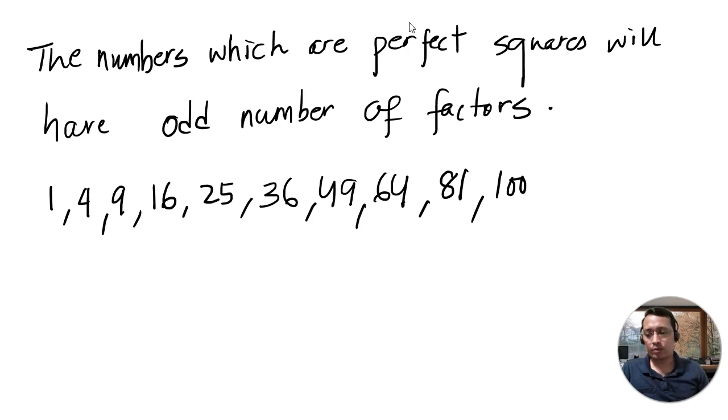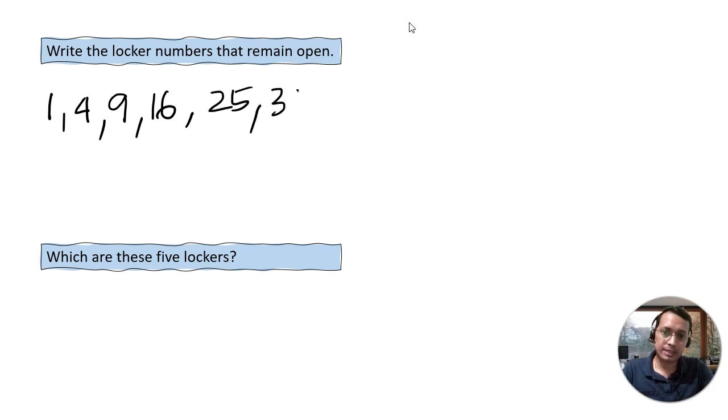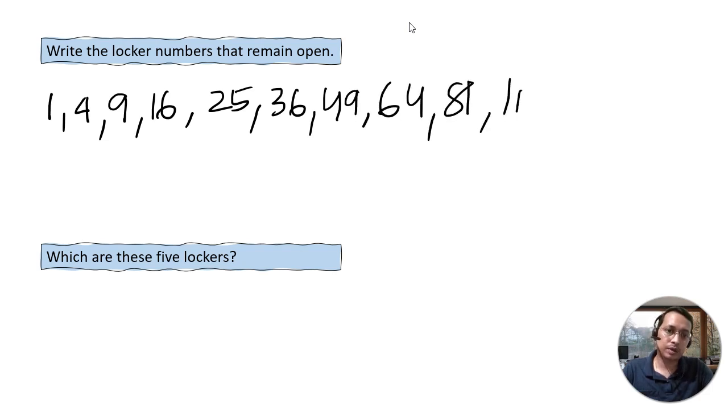Okay. So now, according to your book, they have also given some hint. Write the locker numbers that remain open. Which locker numbers remain open? 1, 4, then 3 squared 9, 4 squared 16, 5 squared 25, 6 squared 36, 7 squared 49, 8 squared 64, 9 squared 81, and 10 squared 100. These lockers will stay open.